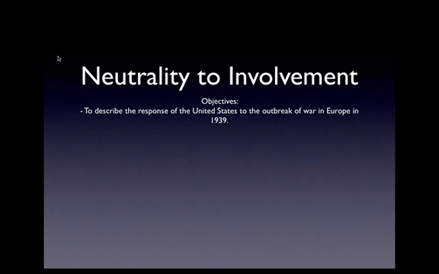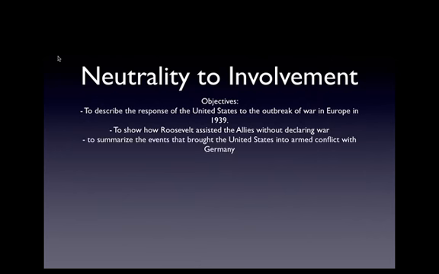So, again, our goal was to talk about the response the United States had to the outbreak of war in Europe. So we maintained neutrality as long as possible. And we had the Cash and Carry and then the Lend-Lease Act to show how Roosevelt assisted the Allies without declaring war. And then we also protected boats that were going back and forth to Great Britain, which ultimately drove us into conflict with the Germans because they were attacking our boats. And we said, please don't do that. And they did anyways. So this is what eventually drove us towards war. And then again, the bombing of Pearl Harbor is what sealed the deal.